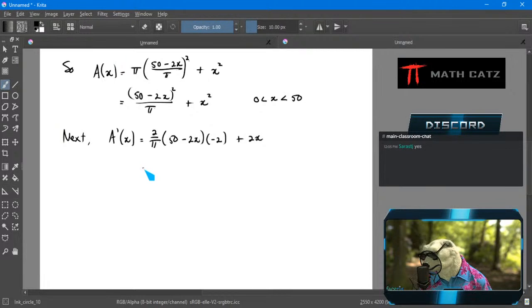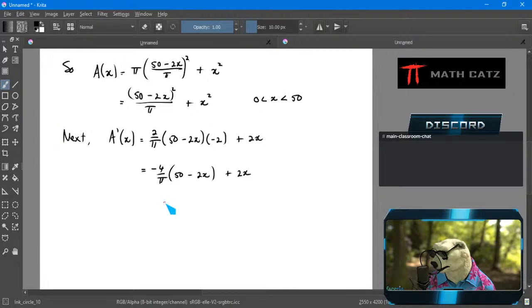So now let's simplify this guy a little bit, right? So let's see here. I don't mind my bracket there. I have a negative 4 over pi times 50 minus 2x plus a 2x. Let's just leave it like that. I don't want to multiply something in that has a pi because it's just going to look messy. And I don't want to do a decimal rounded version of pi either, because that could lead me to mistakes later on. So it doesn't have to look the best.